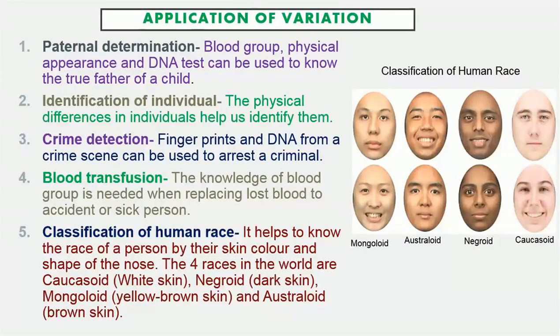Now we have the Mongoloids, which are the yellow-brown skinned people. The Japanese and the Chinese are in this race. And the last we have the Australoids, which are people from Australia with brown skin color. So all these are the 4 races that we have in the world. So take your time and go through them. Look at the color and the shape of the nose. It will help you to understand better.